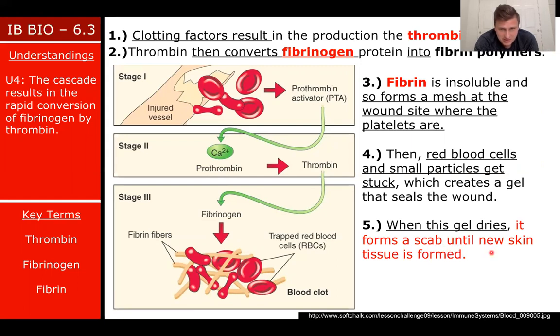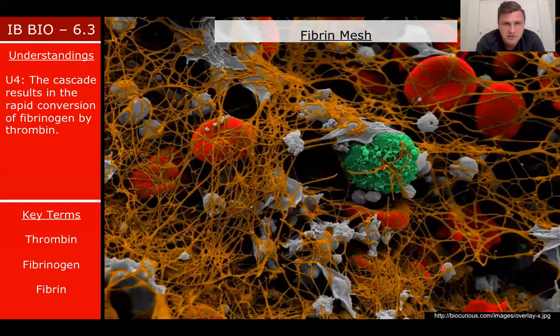The scab is there until the new skin tissue is formed. So that whole repair process, right? That scab will stay there and make sure there's no more leakage of blood and that the wound is able to start repairing itself. Okay, so that's blood clotting. It's a really cool picture. So you kind of see this fibrin right here, the fibrin mesh is going to be this orange thing.